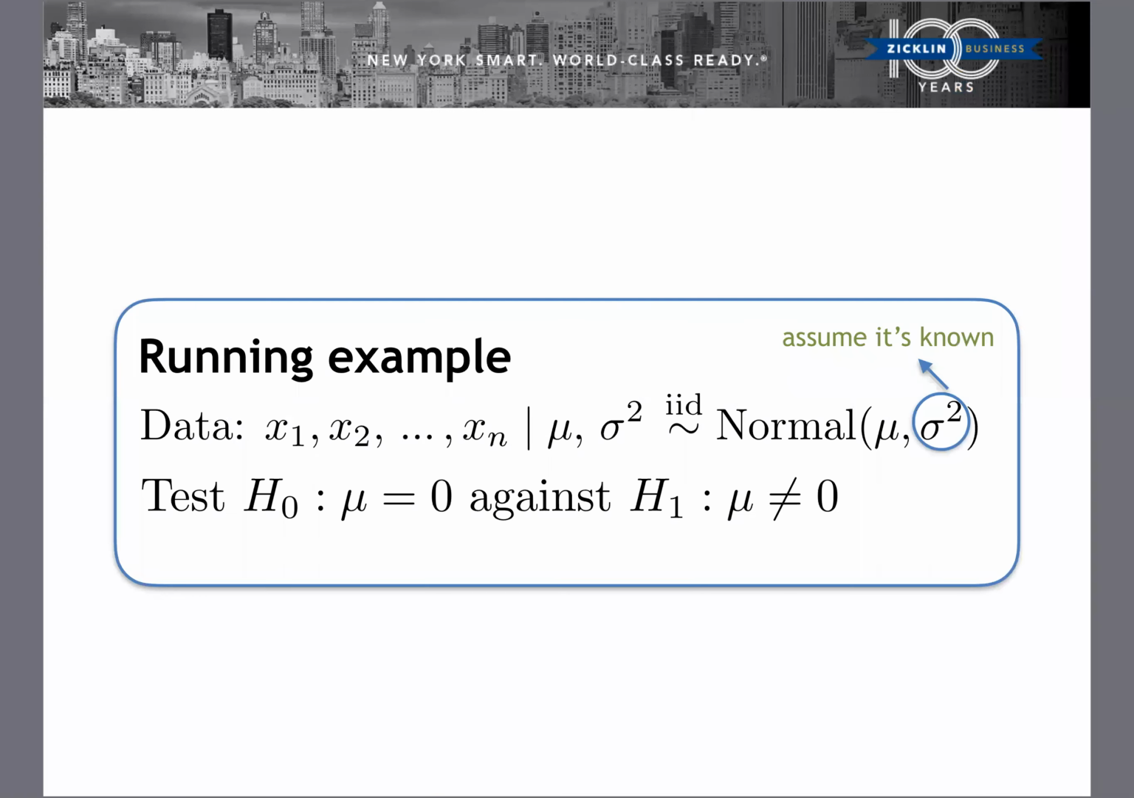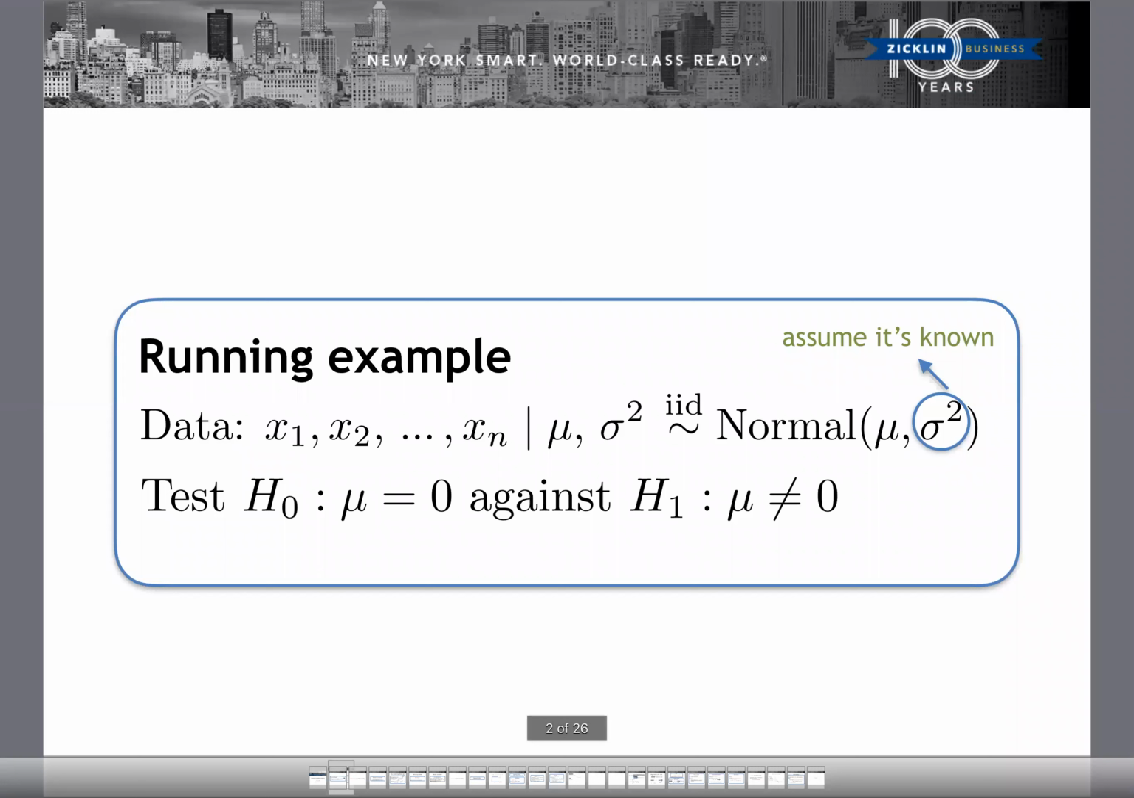Okay, so we're going to use this example throughout. It's pretty much the simplest thing that I could think about. We have normal data, and we assume that the population variance is known. Usually that's not a realistic assumption, but I wanted to keep things simple so that I can show you something concrete.